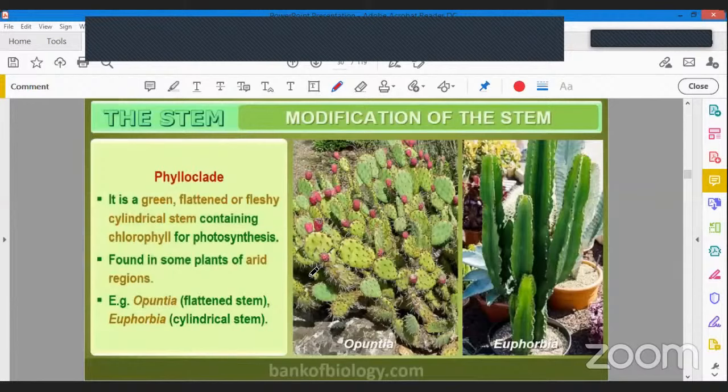And even here, it's an example for a xerophytic adaptation. Remember, it is an example for xerophytic adaptation. Are you understanding? Xerophytic adaptation. It has sunken stomata also. The leaves are all modified to spines.